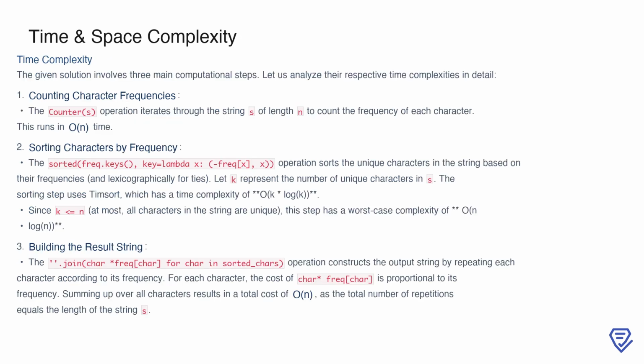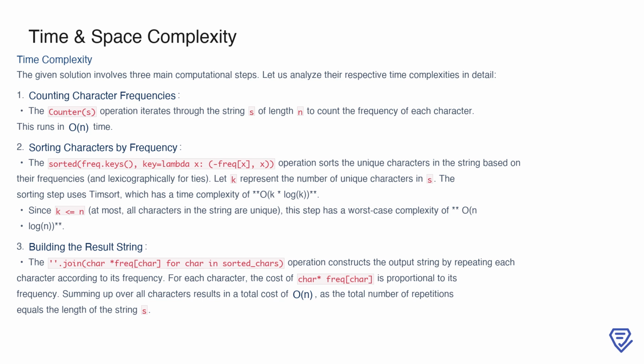To analyze the time complexity of this solution, we break it into 3 main steps. First, counting the character frequencies using the Counter of s function involves iterating through the string s of length n. Each character in the string is processed exactly once, so this step runs in O of n time. Next, we sort the characters by frequency using the sorted function with a custom key. The sorting step considers k, the number of unique characters in the string. Since Timsort is used, the complexity of sorting is O of k log k.